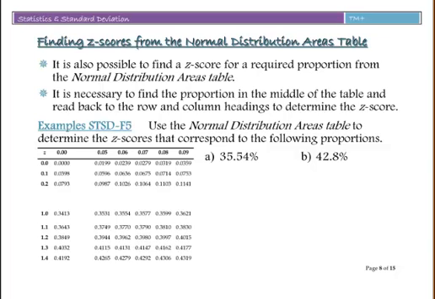Okay, now finding z-scores from the normal distribution table. So now we've just found area, how do we find the z-scores? Now it's possible to find a z-score for a required proportion from the normal distribution areas table. We're just going to go backwards. So first of all, you need to find the proportion in the middle of the table and then read back to the row and column headings to determine the z-score. So what do I mean by that?